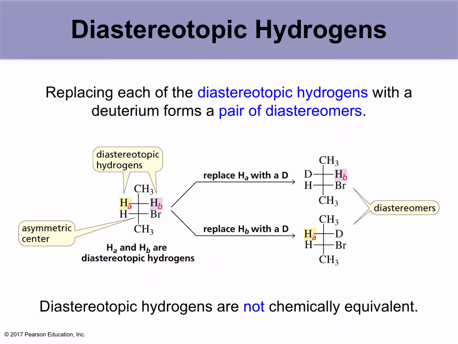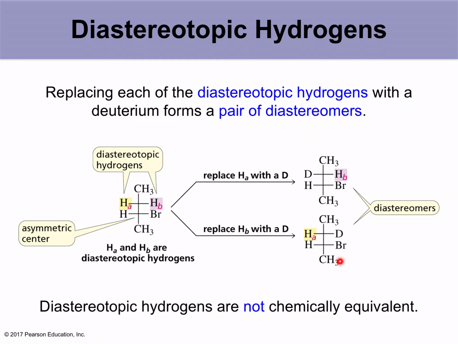Now there is another thing that is called diastereotopic hydrogens. Replacing each one of the diastereotopic hydrogens with a deuterium forms a pair of diastereomers. So this is our molecule. Here I have a methyl group and then 2 hydrogens on the carbon, and the next carbon next to the one bearing these 2 hydrogens is an asymmetric center. Now these hydrogens can be replaced by another atom, let's say deuterium, and it generates 2 diastereomers.